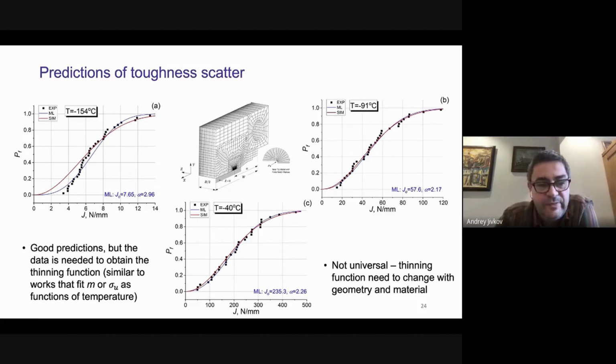Again, I need to point out that while the predictions were good, you actually need the data for this particular material at several points in the ductile-to-brittle transition regime in order to build such a heuristic, I would call it, expression for the temperature dependence. And it seems to be not universal. So the thinning function needs to change with the geometry. And if you need to change the material, you need to do again the same tests.